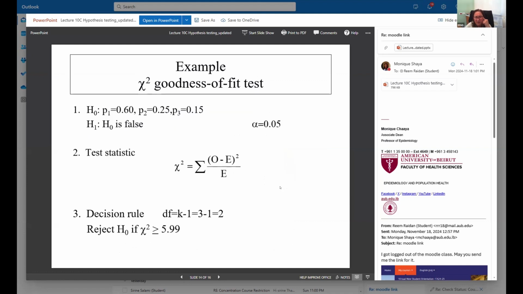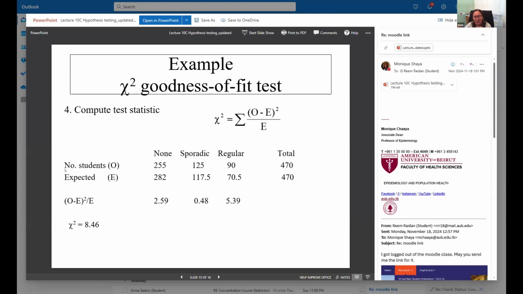This is what we've done. I don't know if it's clear. We said that under H0 my probabilities would be 0.60, 0.25, and 0.15. I do my test statistic. I got a sample of 470 and observed values of 255, 125, and 90. It doesn't matter what the proportion is, because in chi-square I don't use proportions but the actual values, the actual sample size. The expected E are the number of people I would have expected if H0 is true.